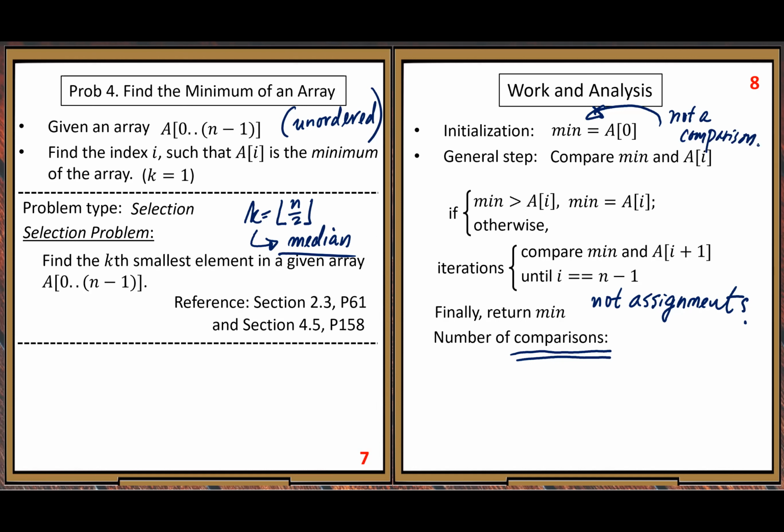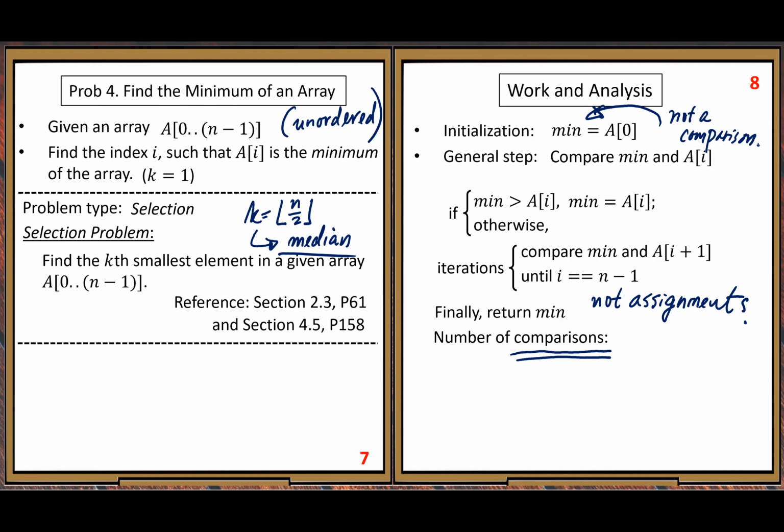Okay, so for the first array element, we didn't do comparison. We just assign a of 0 to our min variable. After that, we do not need to compare min with a of 0. The next time we only need to compare min with a of 1 and so on. Now, Jeanette got the correct answer, n minus 1 comparisons.